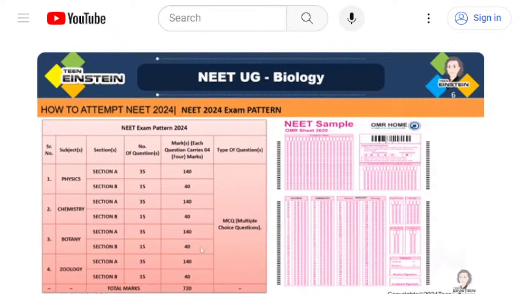So here you can note down 1 point. From biology you are getting more marks, right? You are getting more multiple choice questions from biology. So those who are weak in physics and chemistry, just attend biology questions, prepare more for biology and attend more questions from biology, so that your score will be more. Clear?